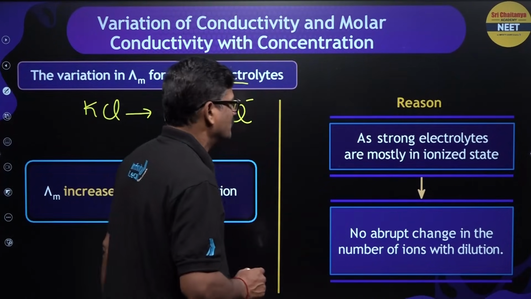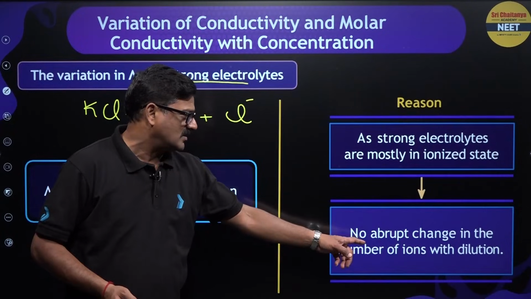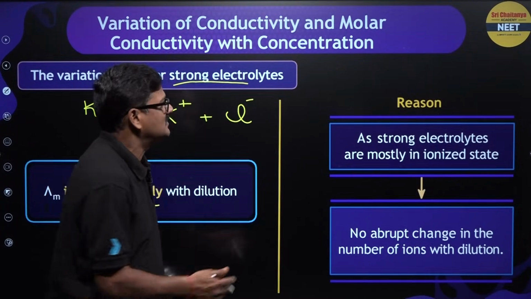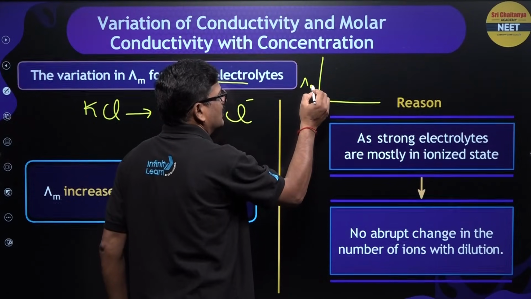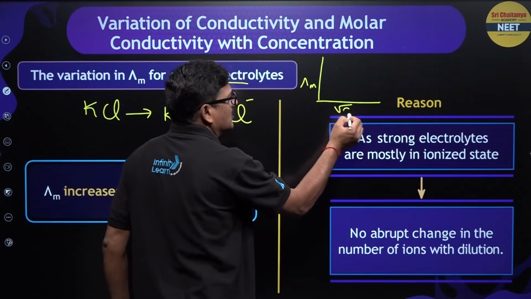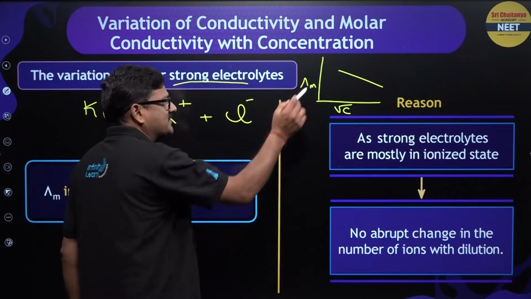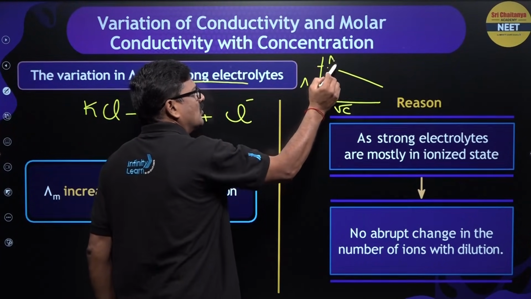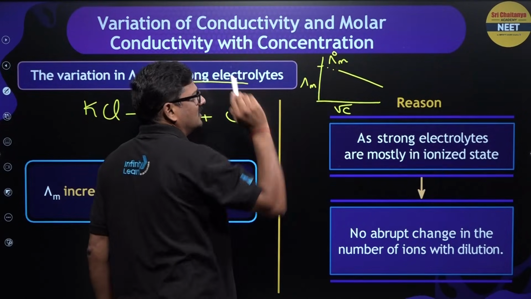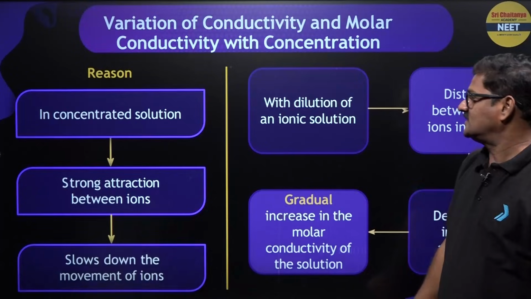The reason is that there is no abrupt change in the number of ions with dilution. That is the reason why if you take a graph between molar conductance and root concentration, you are going to get a straight line like this. On extrapolating this, it gives you molar conductivity at infinite dilution according to the Debye-Huckel-Onsager rule.